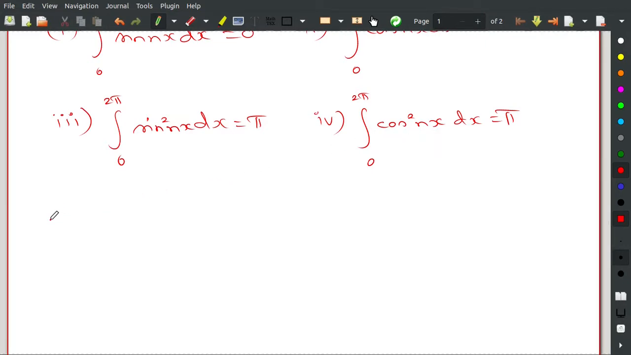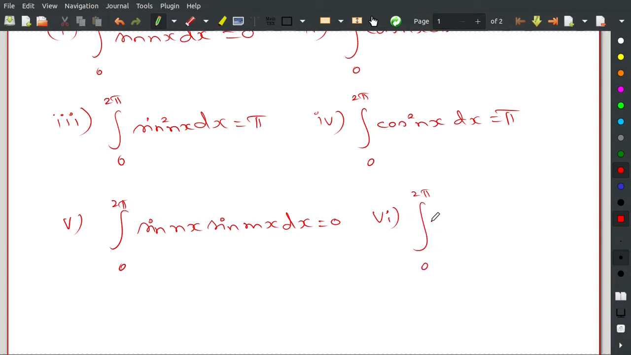And the fifth integral is integral 0 to 2 pi of sin nx sin mx dx equals 0. And the sixth one, integral 0 to 2 pi of cos nx cos mx dx equals 0.